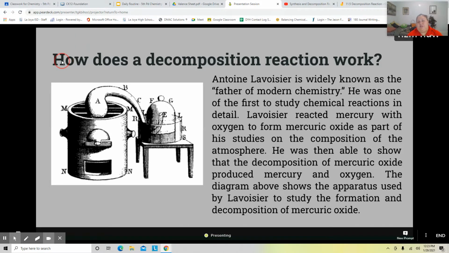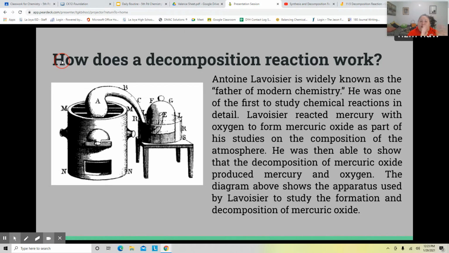Always when you have a synthesis reaction or combination reaction, you'll have two or multiple reactants creating one large compound. Today is going to be the opposite of that. Instead of having two or more reactants, you're going to have just one reactant. One large compound is going to break up into multiple products. And of course, those products can be compounds or elements. It just depends.